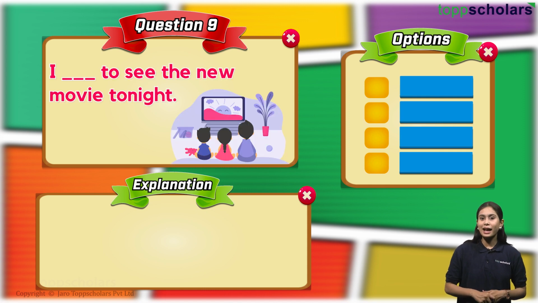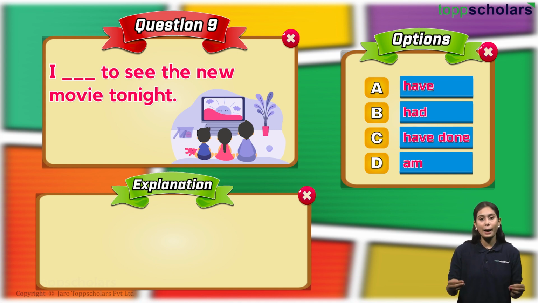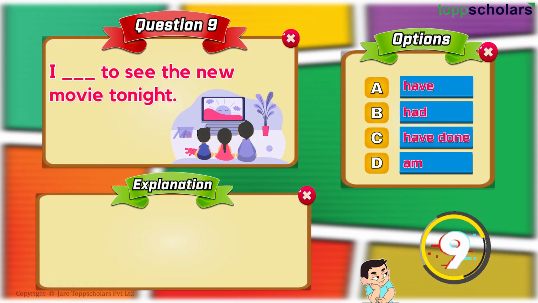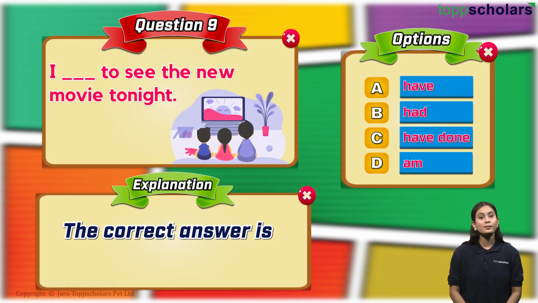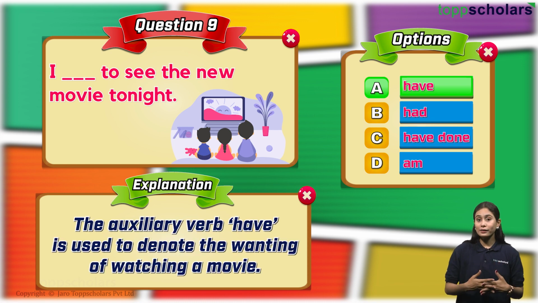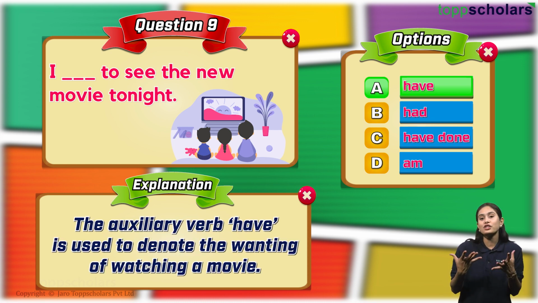Ninth, I dashed to see the new movie tonight. Have, had, have done, or am. So the correct answer is have. The auxiliary verb have is used to denote the wanting of watching a movie.